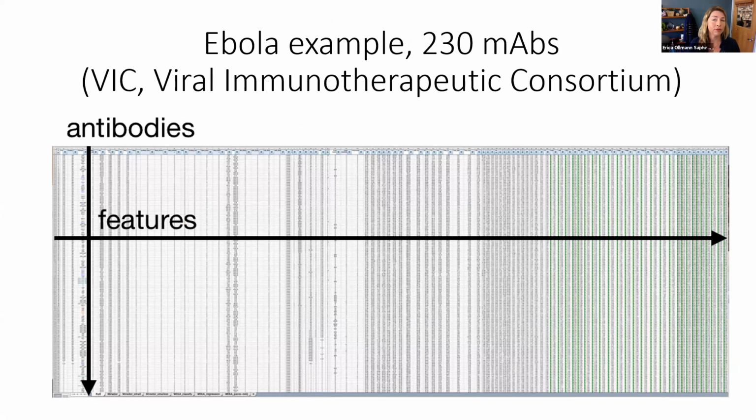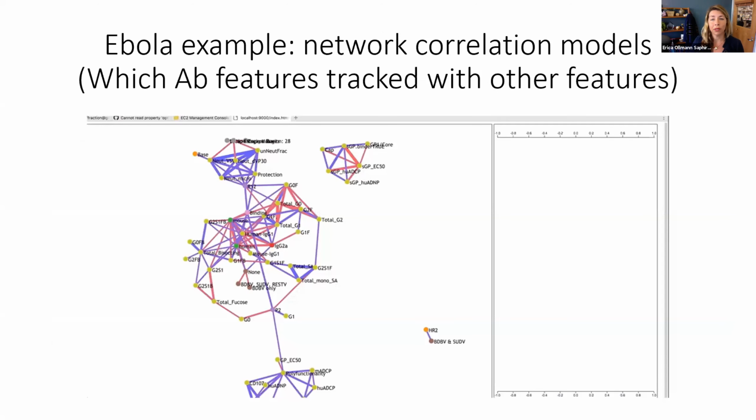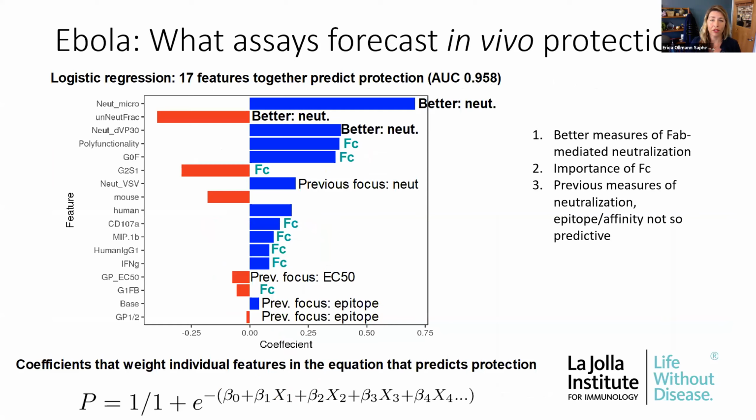Okay, so how do you use this data now that you've got it? The example came from a very similar consortium we ran for Ebola virus when that outbreak began. We gathered 230 monoclonal antibodies from different previously competing groups, anonymized them, and built them into the database to compare them side by side. Because we were able to gather so much data on standardized platforms against all of the world's antibodies, we could build, for example, network correlation models to understand which antibody features track with other features, and more important, which things you could measure high throughput in vitro that actually forecast in vivo protection.